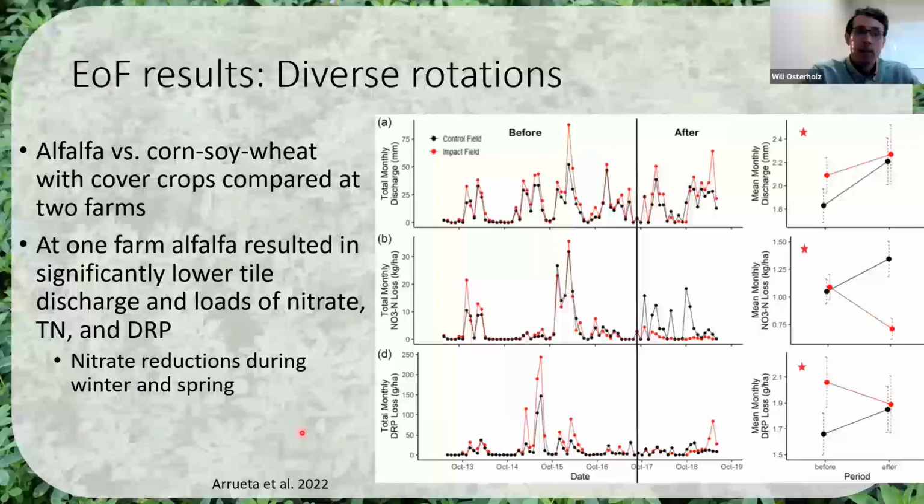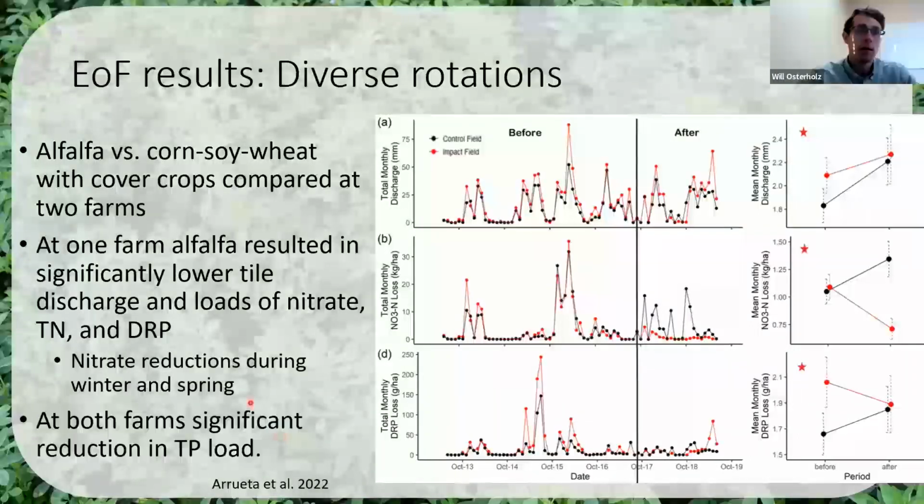And she did find some pretty significant results for having that alfalfa. She looked at 2 different farms. At one of the farms, there were reductions in a number of different water quality parameters: reduced discharge in the tile, reduced loads of nitrate, total nitrogen, and dissolved phosphorus. So a lot of effects at one farm.